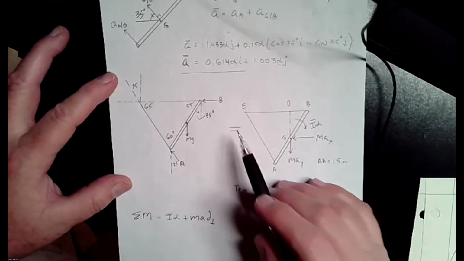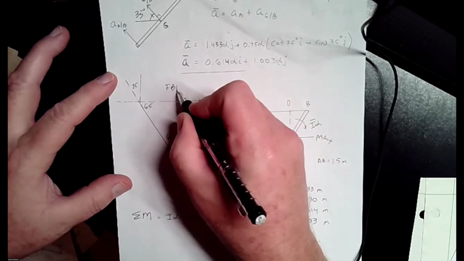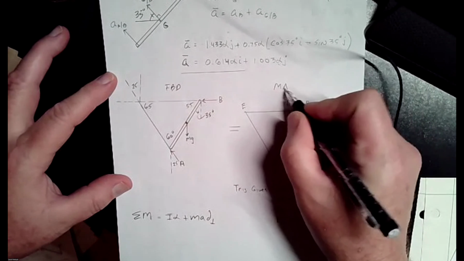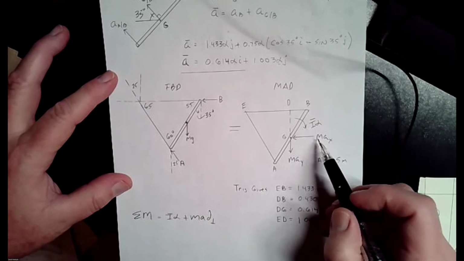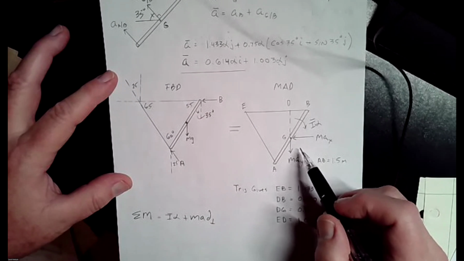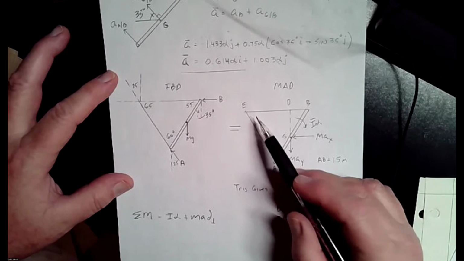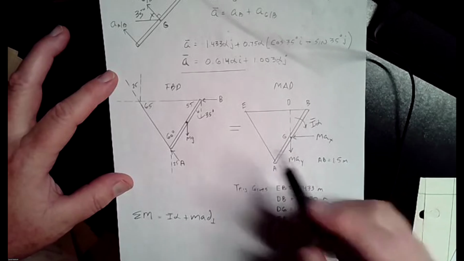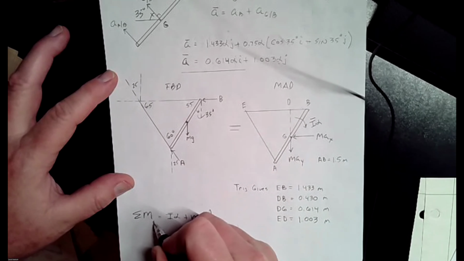And then we're going to say that's equal to, this is my FBD. And here's my MAD. So that's going to look like what? I alpha, MAY, MAX, pointing those directions. Now, what I've done is I've drawn these little lines here. Those just represent dimensions. The reason I did that is because I want to take the moment about a point, and I'm going to pick the point E.